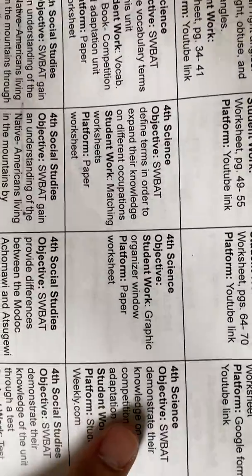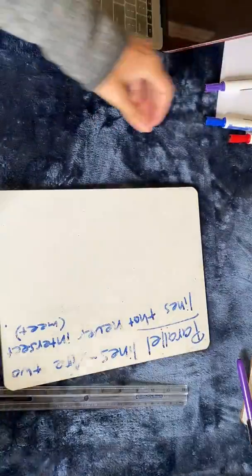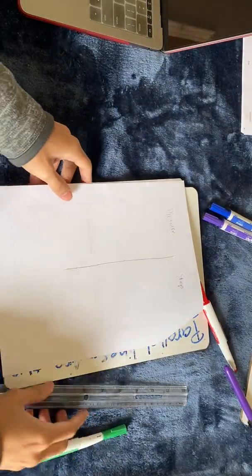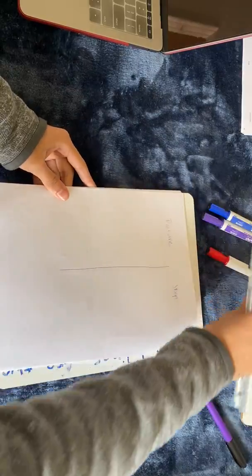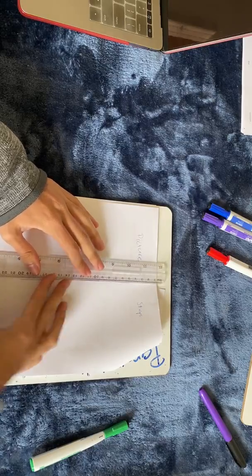Look at our agenda. So we're going to make a graphic window organizer for this week's unit. All right. So you're already familiar with what a window poster looks like. So you're just going to make one. You're going to grab a piece of paper, and then you're just going to make the window.